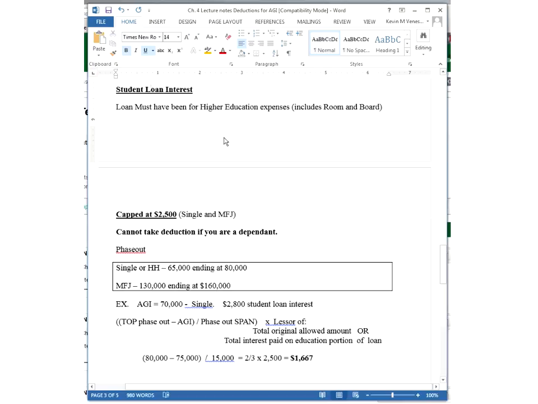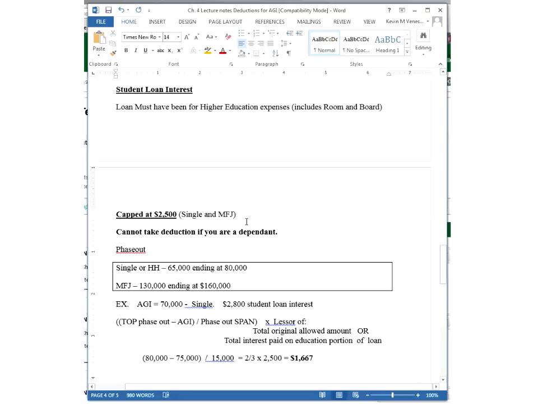A big one for this chapter is the student loan interest deduction. If you take out loans and then later on after you're out of school you start paying back these loans, you can take up to $2,500 off of your income as student loan interest deduction. But the bad thing is this is the same amount whether you're single or married.